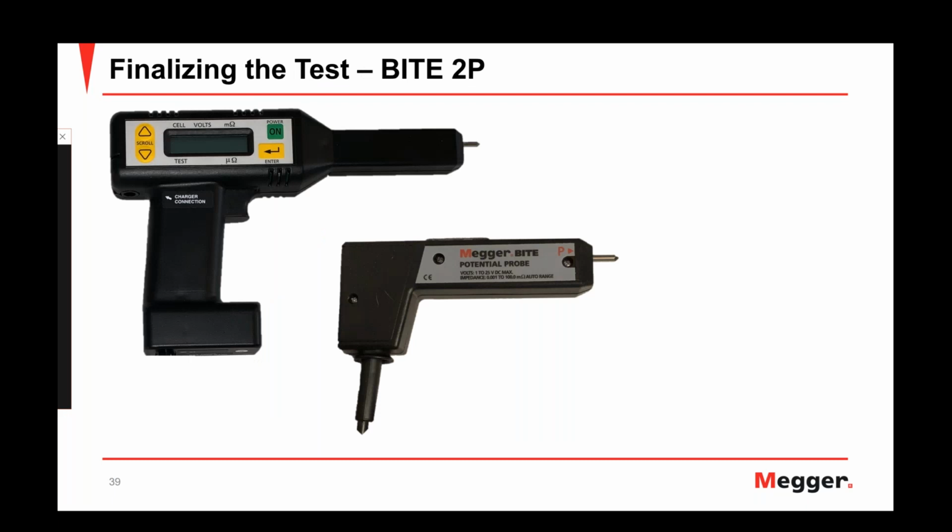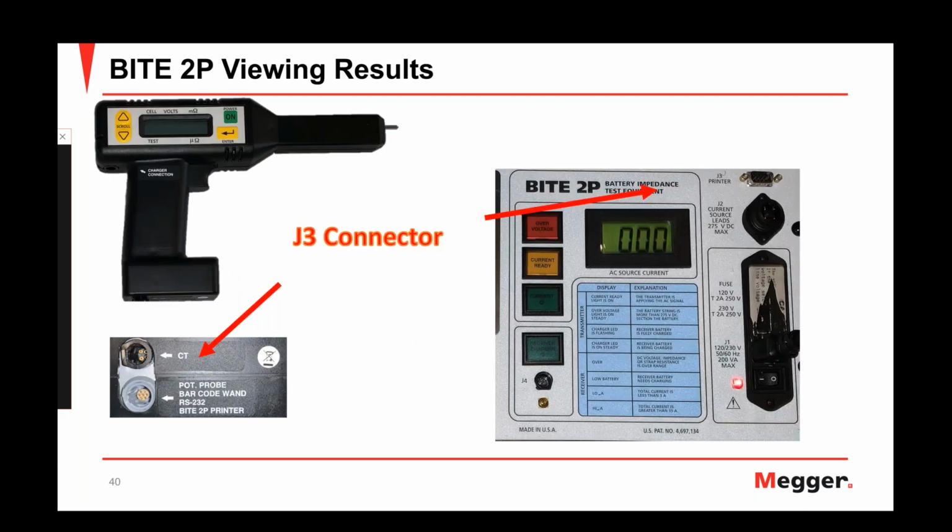So to view your results with the BITE 2P, like I said before, you can use the onboard printer. To do that, we have a cable that's provided, and you're going to plug one end of that cord into the 7-pin connector on the bottom of the receiver, and then plug the other end into the RS-232 port or J3 on the BITE 2P. Then follow the prompts on the receiver unit to export that data to the printer on the BITE 2P.